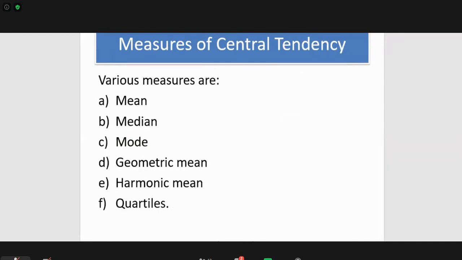So what are the different types of measures of central tendency? We have mean, median, mode, geometric mean, harmonic mean, quartiles. Maybe you have heard these names before. These are all various types of measures of central tendency. Every measure has its own use, and every measure has its advantages and disadvantages. So we'll be discussing a few of them.